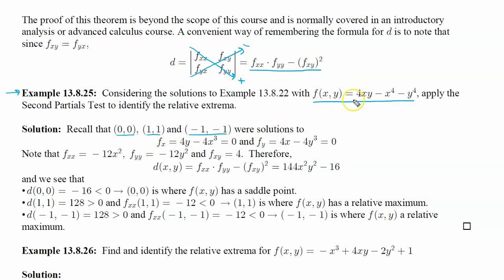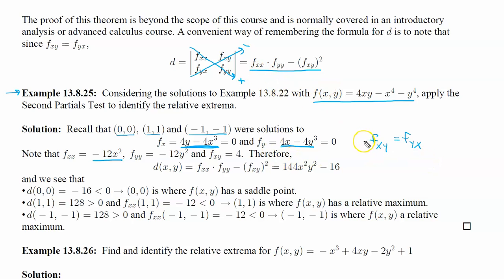Okay, so we need to evaluate these quantities. Recall that f sub x for this function is given by 4y minus 4x cubed, differentiating this with respect to x. f sub y is this, differentiating this with respect to y. And then differentiating these with respect to x and y themselves, f_xx is going to be negative 12x squared. That comes from here. f_yy is going to be negative 12y squared. That comes from differentiating this with respect to y. And then f_xy, if we differentiate this with respect to y, we just get back 4, right? Or you could differentiate this with respect to x, because remember, f_xy equals f_yx.